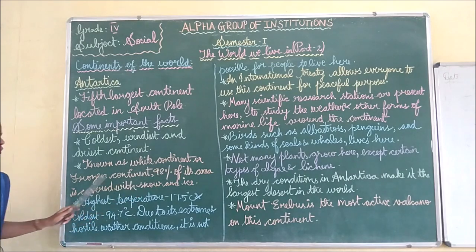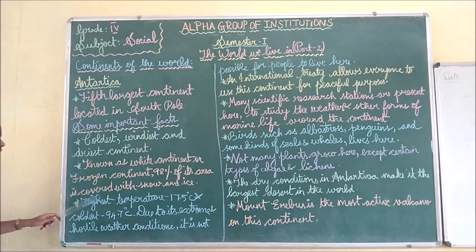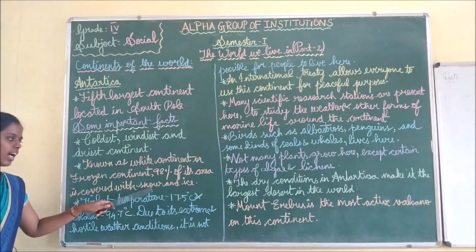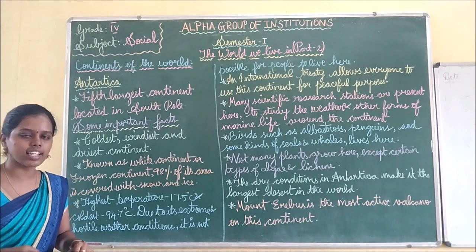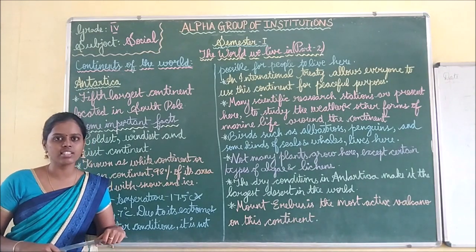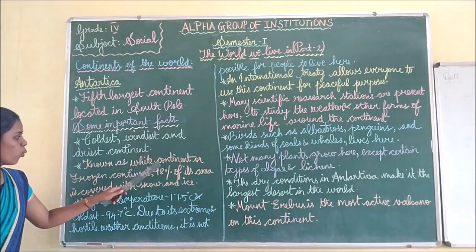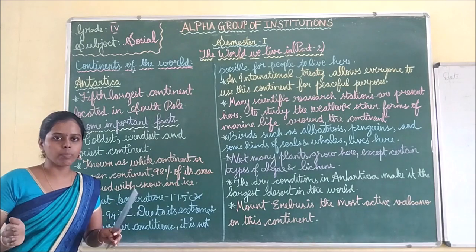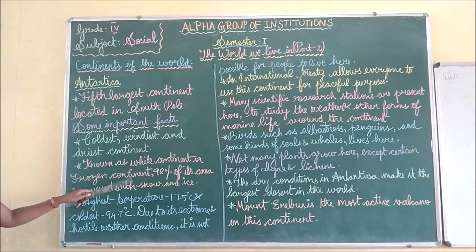It is called the white continent or frozen continent because 98% of its area is covered with snow and ice. So, 98% of Antarctica is covered with snow and ice. What is the color of snow or ice? It is white in color. So, only it is known as white continent, and ice will be always frozen. So, it is known as frozen continent. These are all the other names for Antarctica.